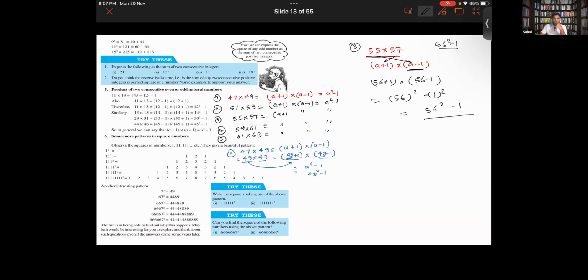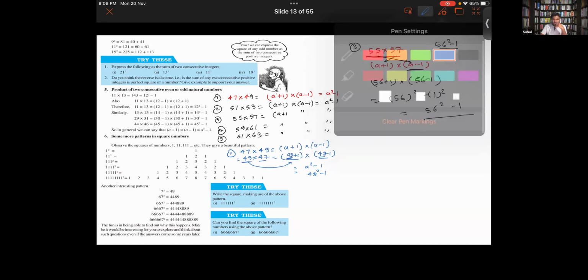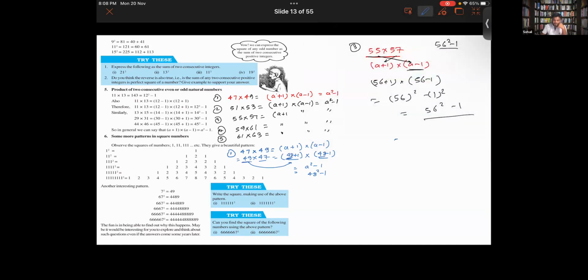Moaz, आपने कर लिया? Have you solved it? What value you are getting? 52 square minus 1. Your question was the second question. So 51 multiplied by 53. 51 को आपने लिखा है 52 minus 1, plus 52 plus 1. Correct. So it will be 52 square minus 1 square, thereby 52 square minus 1. So that is correct. Very good.